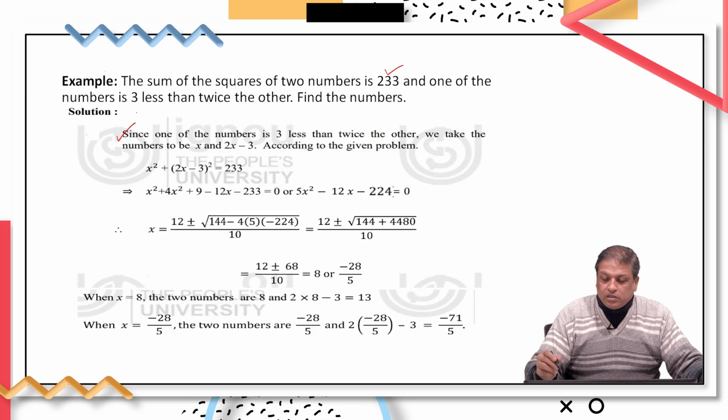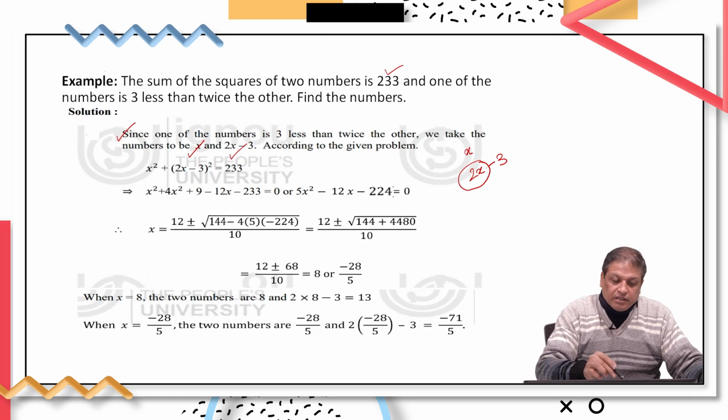Since one number is 3 less than twice the other, then we can combine that. Say if one number is x, then the second number is 3 less than twice the other number. So that means 2x minus 3. What is the twice of the number? 2x. If the number is x, twice the number is 2x. 3 less than that, so 2x minus 3 is the other number.